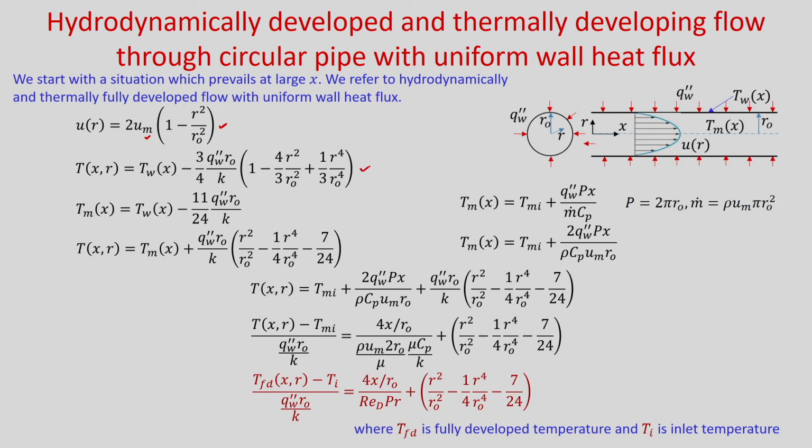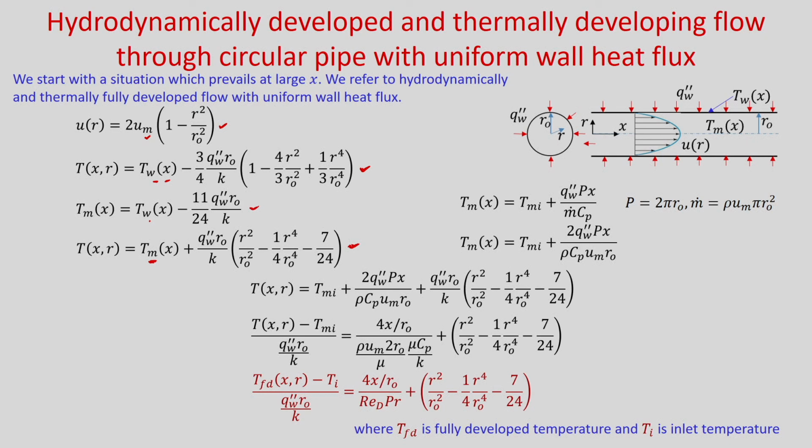So, we have already derived the fully developed temperature profile in terms of Tw. Again we have derived the mean temperature in terms of wall temperature: Tm is equal to Tw minus 11/24 q''w r0 by k. If you substitute Tw in this equation, then you will get this equation, so the temperature profile is written in terms of mean temperature.